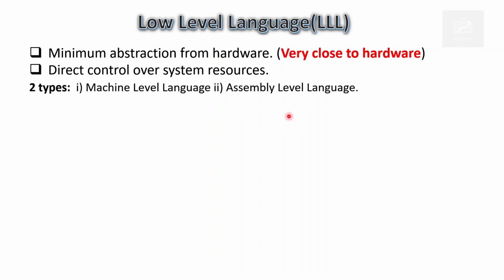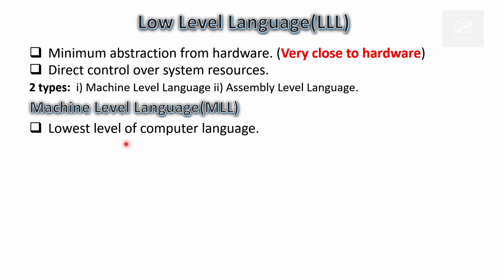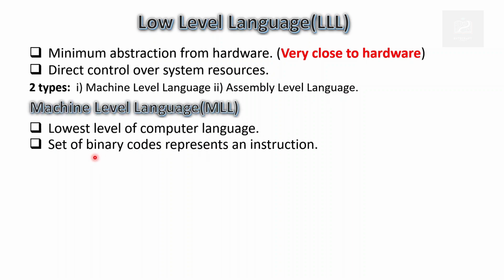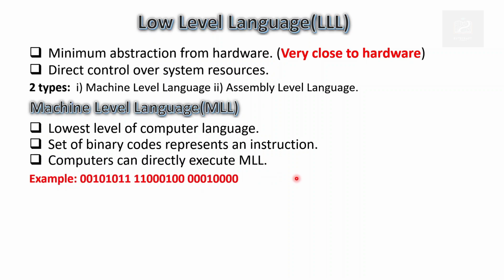So let's understand the machine level language first. In case of machine level language, it is the very lowest level of the computer language, and here a set of binary codes represents an instruction. That means 0, 1, 1, 1, 0, 1. All this stream of binary information creates one significant meaningful piece of information for the computer, and the computer can directly execute this machine level language.